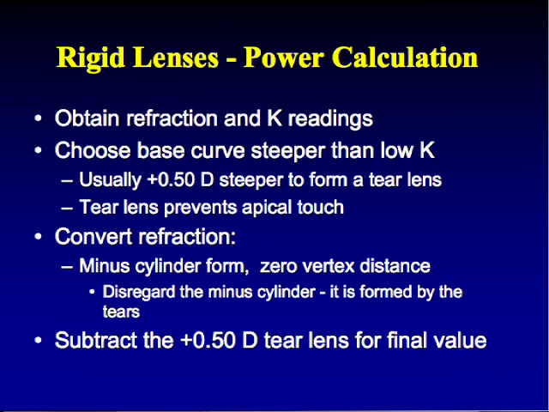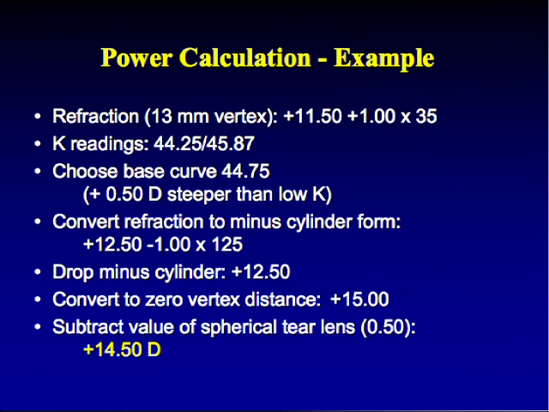Then you convert the refraction to minus cylinder form and to zero vertex distance. And we can disregard the minus cylinder because those tears that fill in those spaces where it's steep are like a minus cylinder lens. And then we finally have to subtract the tear lens from what's ground into the front of the surface, because that little vaulting actually adds a little plus power behind the lens. So let's look at an example.